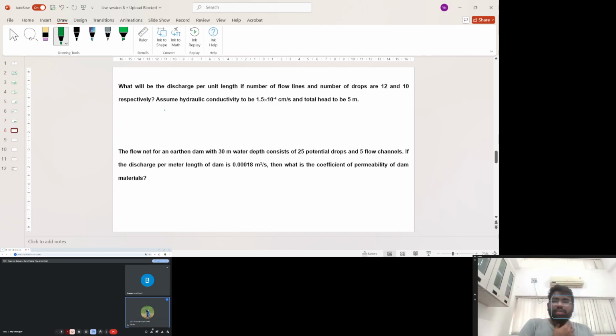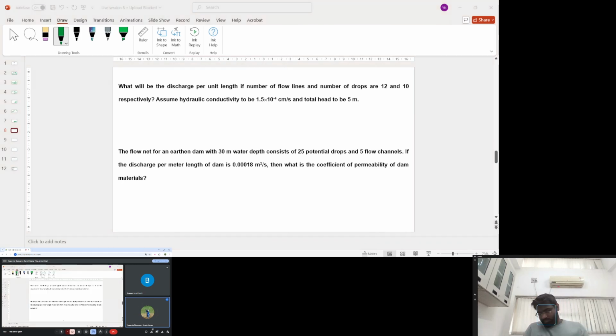So what will be the discharge per unit length if the number of flow lines and number of drops are 12 and 10 respectively? Assume hydraulic conductivity to be 1.5 into 10 power minus 4 and total head, that is the head difference, to be 5 meters. You can try this problem. Meanwhile, I will be back in a minute. Some emergency is there, so I will be back.